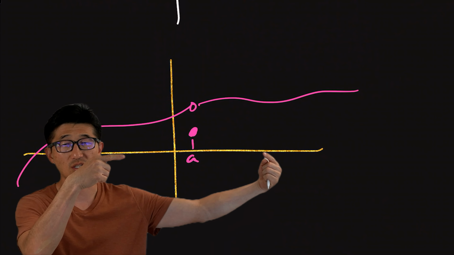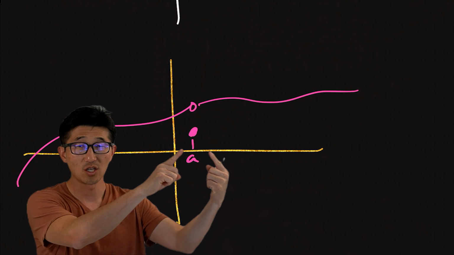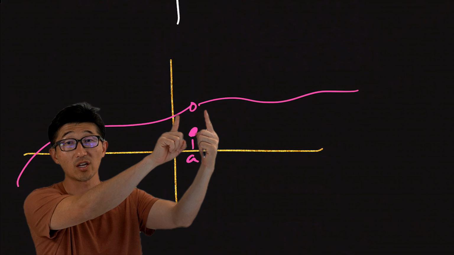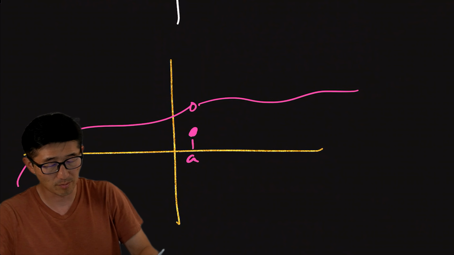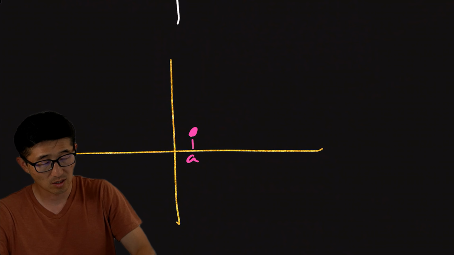So all you have to do is this: as you approach a from both sides, you look up at the y values. They're approaching the same y value here. Okay, here maybe this might even make more sense. Draw it like this.